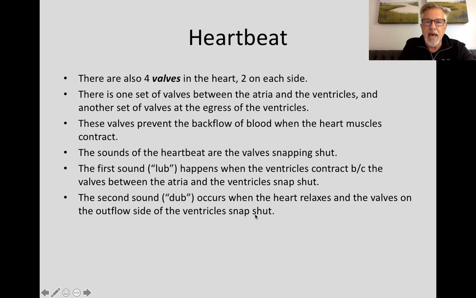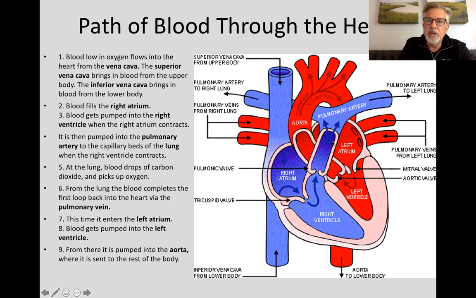So let's look at that. Blood has been pumped into the pulmonary artery and the aorta, and now the entire heart relaxes. The pulmonic valve and the aortic valve snap shut because this blood here is under high pressure in both of these arteries, in the pulmonary artery and the aorta. And so the backflow snaps those valves shut. The heartbeat cycle can be thought of as follows.